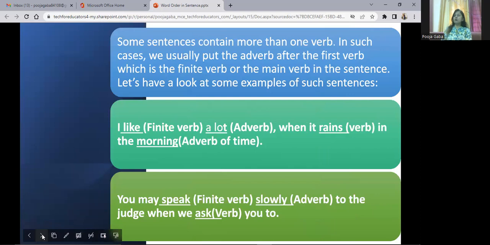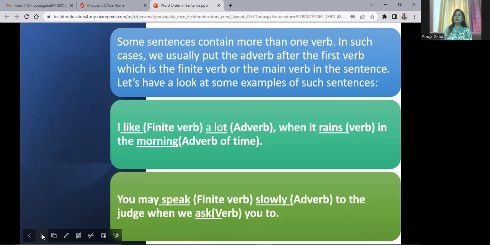Some sentences contain more than one verb also. Now here we have one main verb and another verb. In such cases, we usually put the adverb after the first verb, which is the finite verb. Finite verb can also be called the main verb. We have a main verb and another verb, and the adverb is placed after the main verb. See these examples. I like a lot. Like is the finite verb or the main verb. A lot is the adverb. So here this adverb is placed after the main verb, which was like. So a lot is written after the main verb like. I like a lot when it rains.